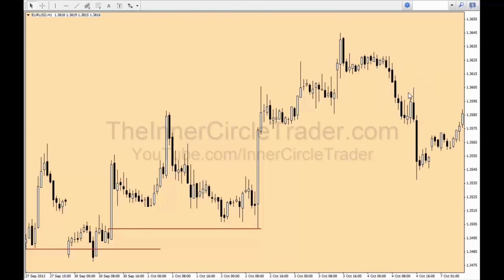Now a neophyte will see this and say, man, look at this thing. This is going straight to hell. I'm going to go in here and sell the maximum amount of money that my account will permit me to do. Because they saw this big bearish candle, and they want to chase it because they're thinking this is some kind of a high.